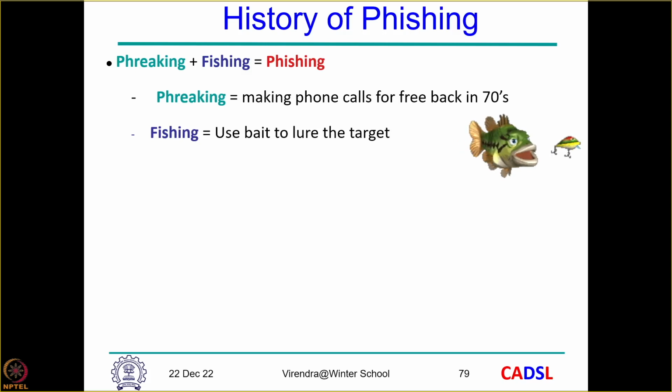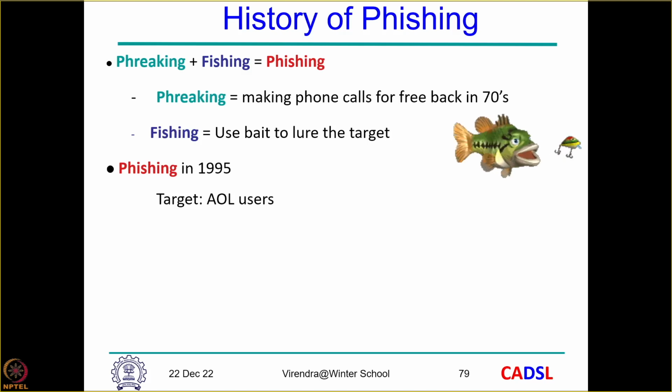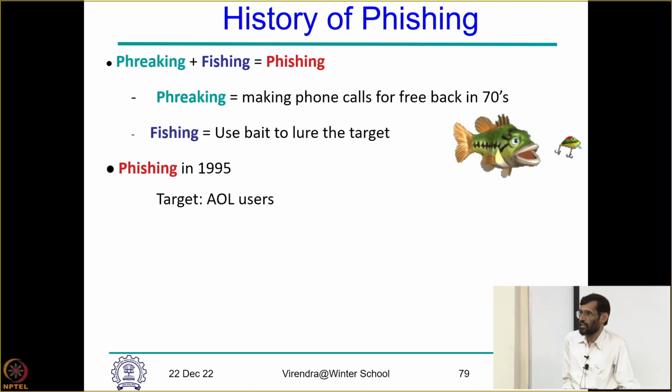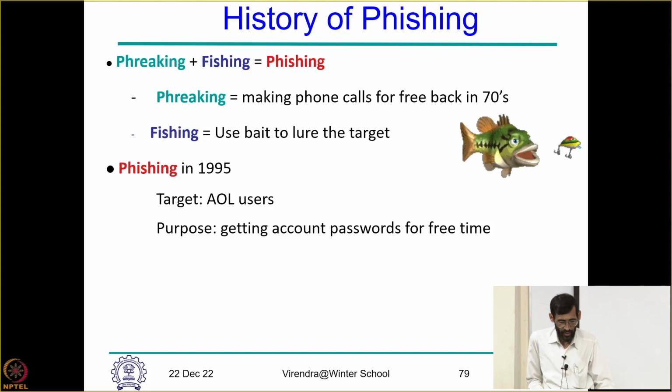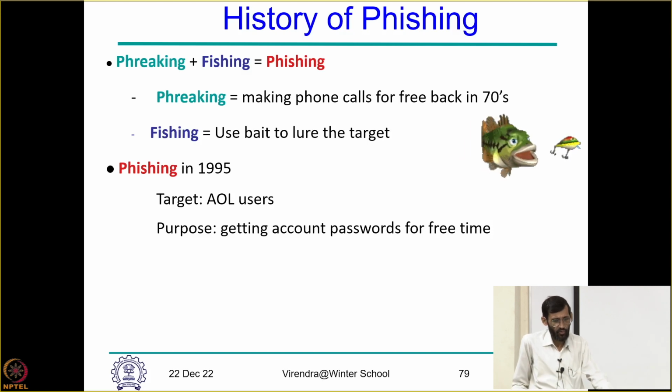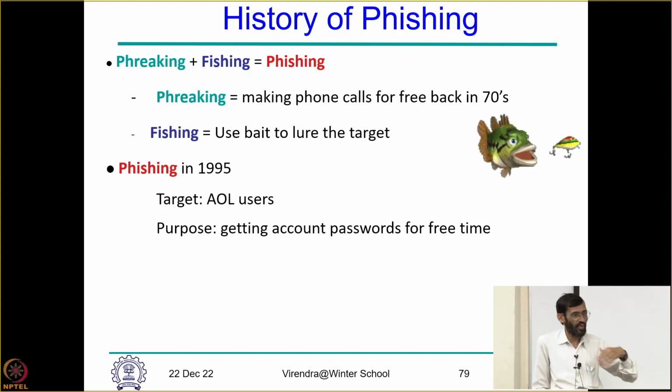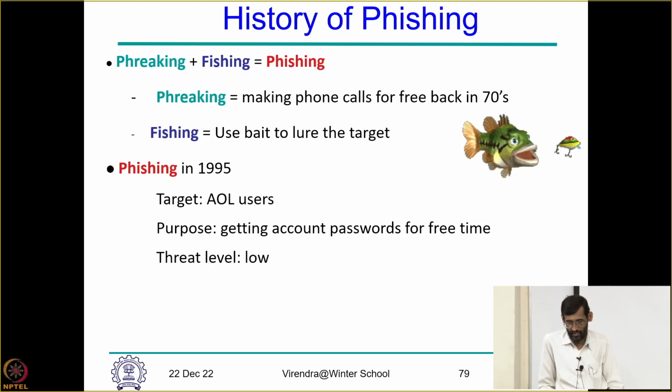And phishing uses a bait to lure the target. So the first publicly known incident came with AOL, America Online. That was the reported incident. The purpose was to get account passwords, and this was a casual thing people were doing. It was not professional hackers who wanted to get some money stolen or something like that. This is how all the hacking business started in the beginning.